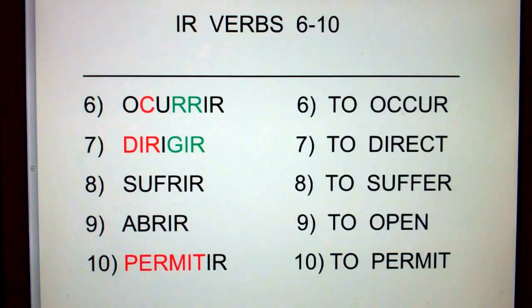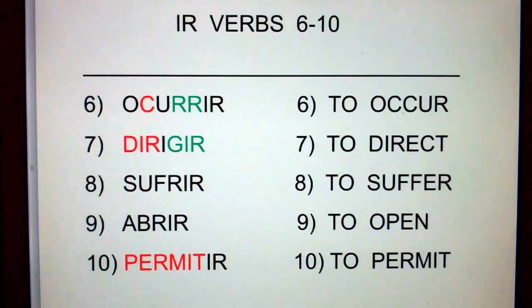Let's look at IR verbs 6 through 10. Ocurrir is to occur. Dirigir is to direct. Sufrir is to suffer. Abrir is to open. Permitir is to permit.